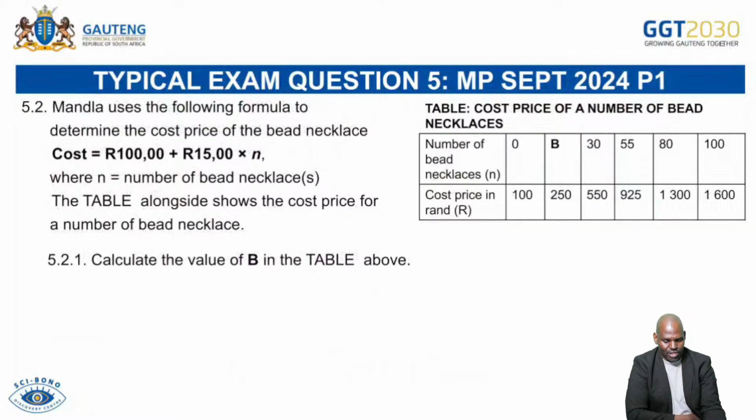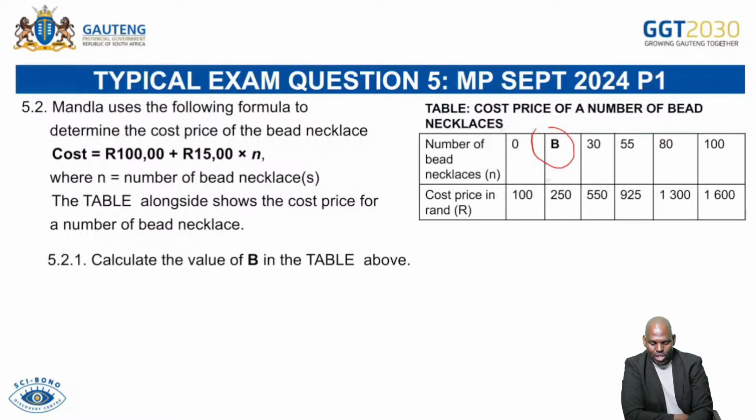Okay, then still on the very same question, it's calculate the value of B in the table. Now this one is a different story. Calculate the value of B in the table above. Here we are looking for the value of B. Whether you've got the number of beads or not, it will cost you 100 rand. So this one is a fixed cost. All right, this will be a fixed cost. Now the formula is given. Let's say Mandla uses this.